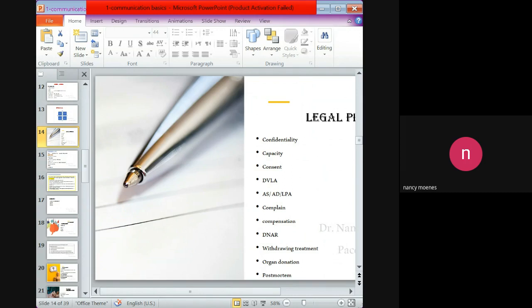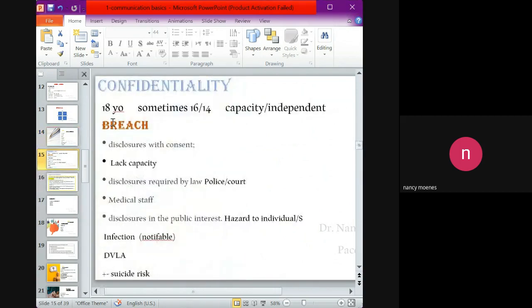So we can't inform anyone else about his health condition until he gives us the permission. This is the confidentiality. Let's talk about this confidentiality. It's for a person 18 years old or more. Any person 18 years old or more has the confidentiality.